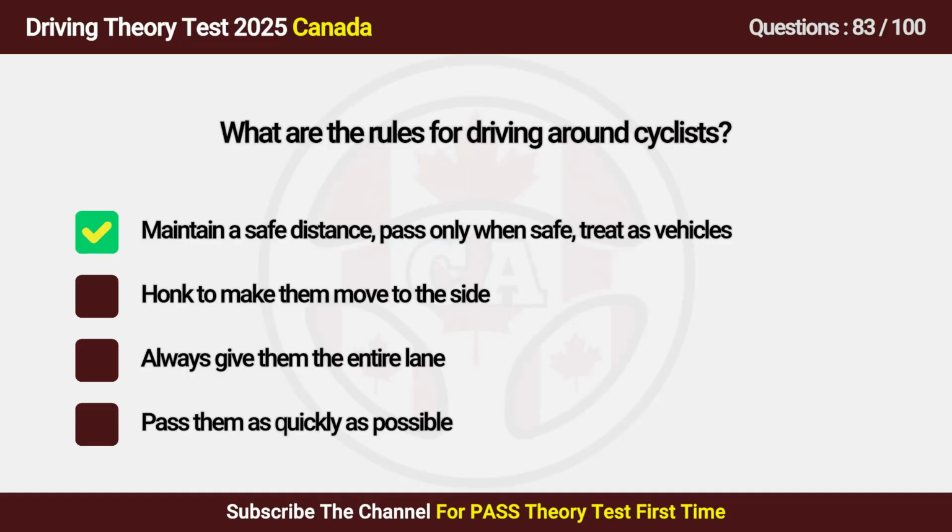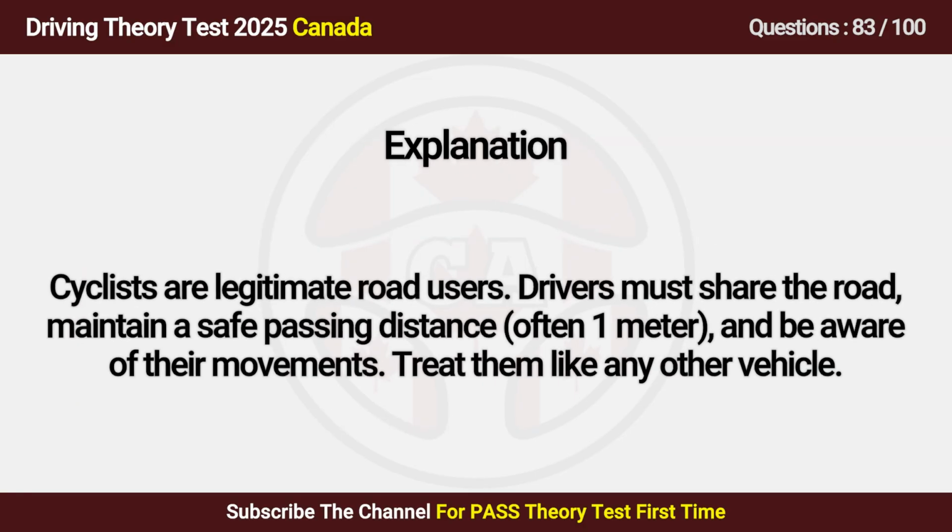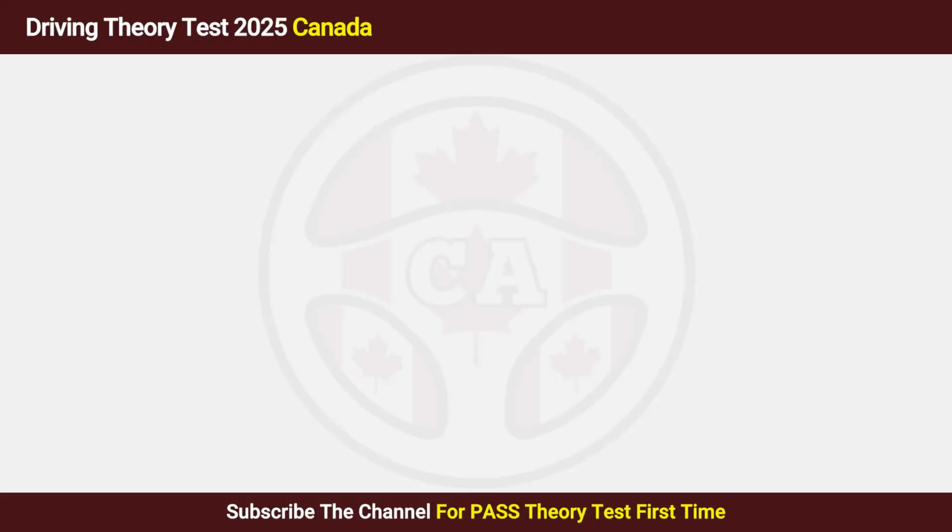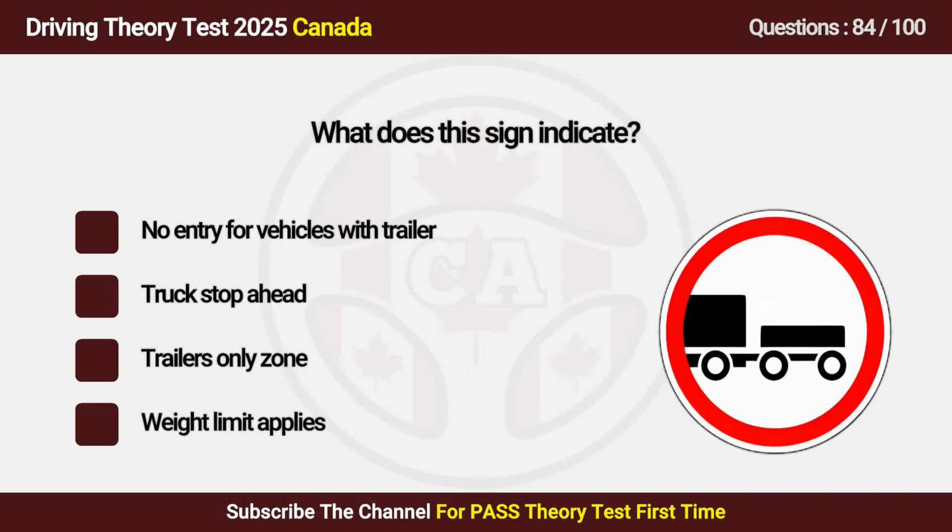Answer is A. Maintain a safe distance, pass only when safe, treat as vehicles. Cyclists are legitimate road users. Drivers must share the road, maintain a safe passing distance, often 1 meter, and be aware of their movements. Treat them like any other vehicle. Question 84. What does this sign indicate?